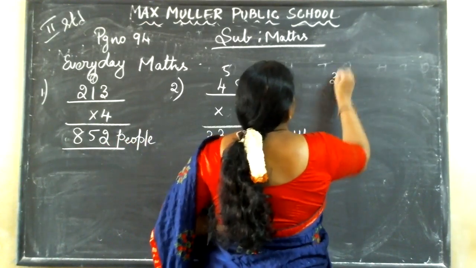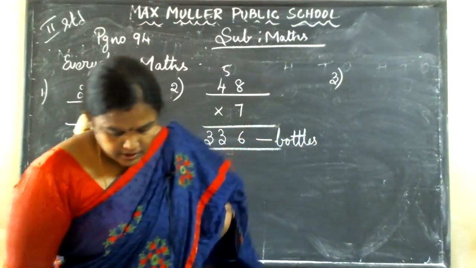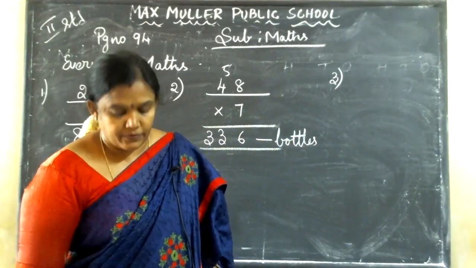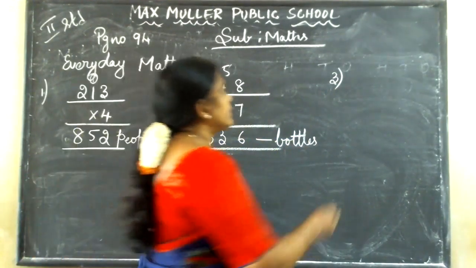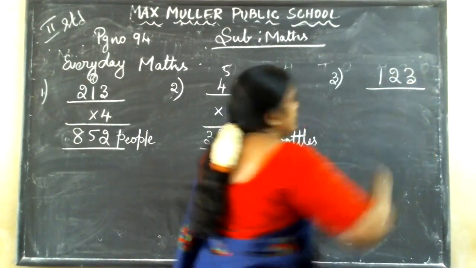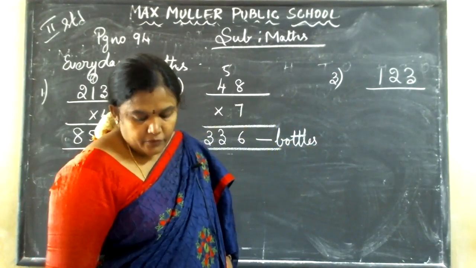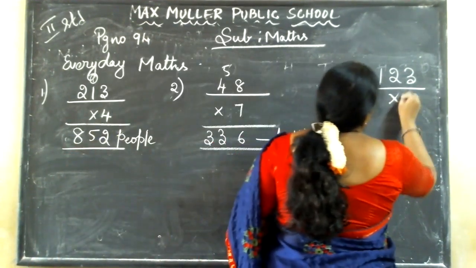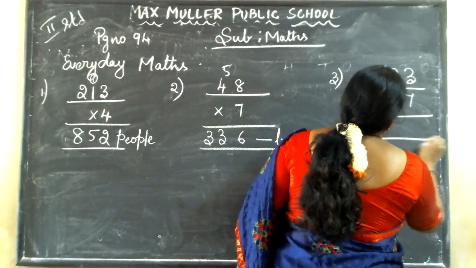Third one. There are 7 days in a week. Find the number of days in 123 weeks. Number of weeks. First line, 123 weeks. In second line, number of days in 1 week. In 1 week, how many days will be there, children? 7 days. So you want to multiply by 7.